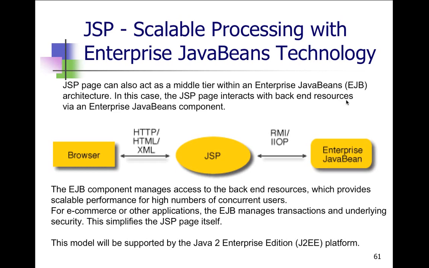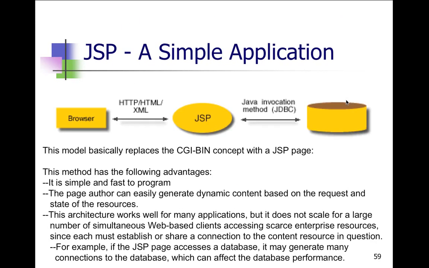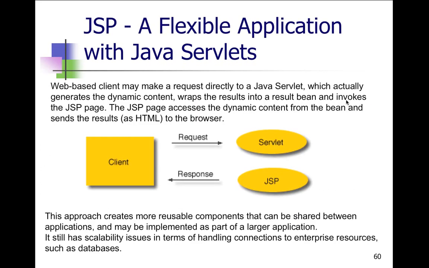So here's JSP scalable processing with enterprise bean technology, Java bean technology. What we've done here: started out with a simple JSP page, no servlets, no beans, and the JSP connects to the JDBC and gets information from the database. Here we added a servlet component, let the servlet do the work, and it's kind of like the RMI concept. There's only one instance of that object created. Cuts down on the traffic a little bit.